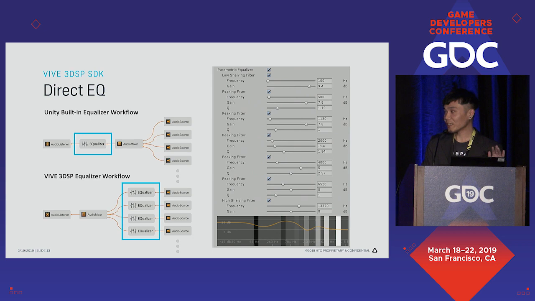So VIVE 3 DSP provides another sound equalizer here. Because the equalizer in Unity's built-in case can only be put on the audio mixer, not the audio source, it is a little inconvenient. VIVE 3 DSP provides another sound equalizer that can be directly put on the audio source. That means you can quickly edit your audio file without any audio mixer. And these two kinds of sound equalizer can be running at the same time.